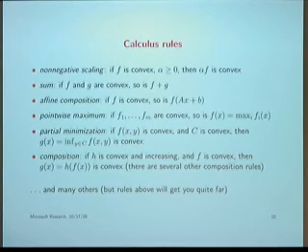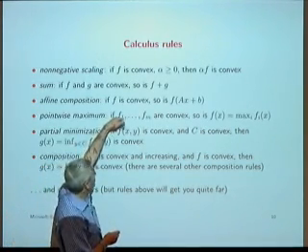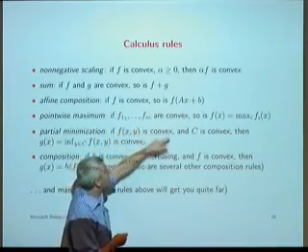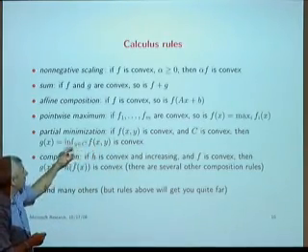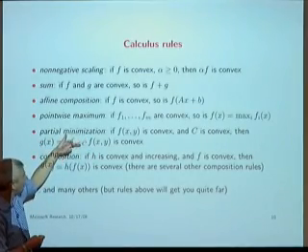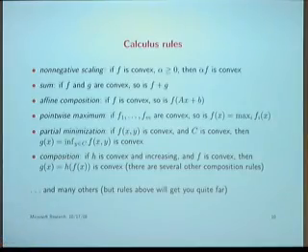Here's one, partial minimization, not totally obvious. So if you have a function that is jointly convex in two groups of variables, and you minimize over one of them in a convex set, the result, which is partial minimization, you're minimizing f over some of the variables, that's a convex function of the remaining variables. Okay? And now most of these are very easy to show.